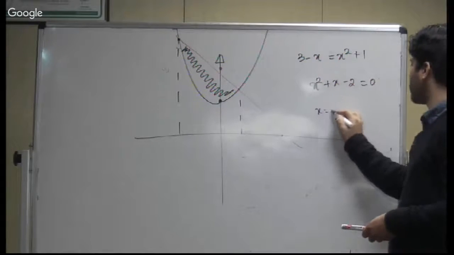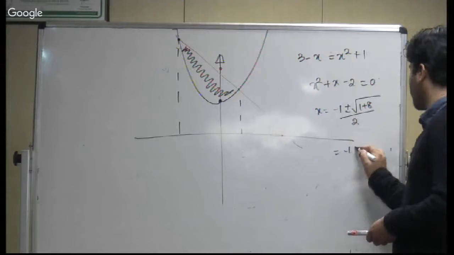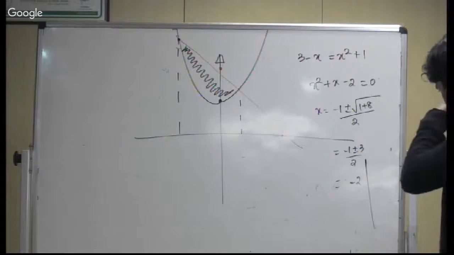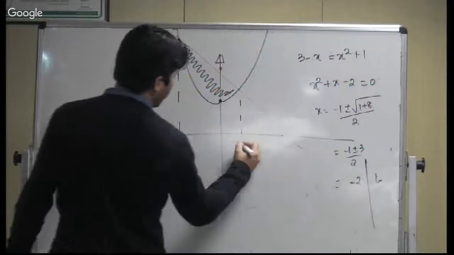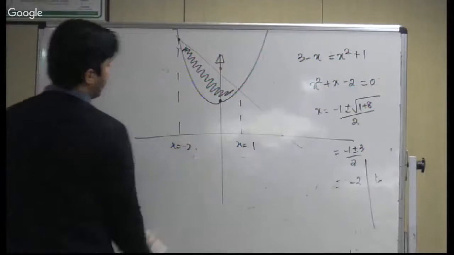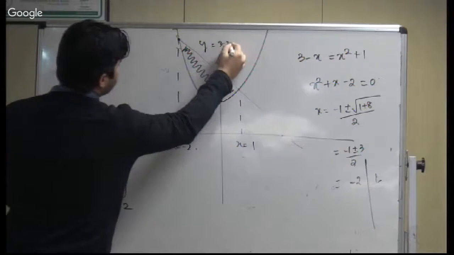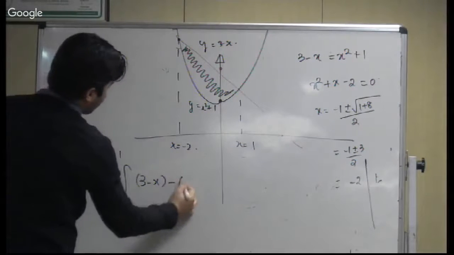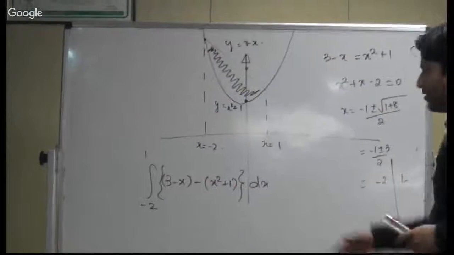This will turn out to be x is equal to minus 1 plus minus under root 1 plus 8, by 2. That is minus 1 plus minus 3, by 2, which makes it minus 2 and 1, right? So I got this point. This is x is equal to 1 and this is x is equal to minus 2. So area would be from minus 2 to 1, y is equal to 3 minus x, y is equal to x square plus 1. So integral of 3 minus x minus (x square plus 1) dx. You don't have to take mod because you know which is greater and which is smaller. Right? Very easy question.